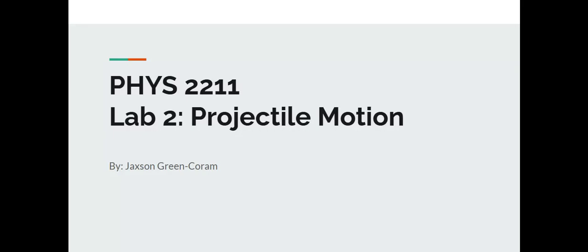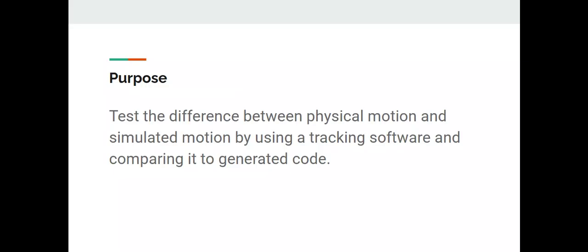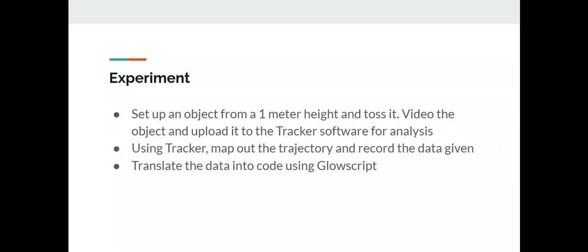This is my Physics 2211 Lab 2 titled Projectile Motion. The purpose of this lab is simple. We're testing the difference between physical motion and simulated motion by using tracking software and comparing it to generated code. For this experiment, all we did was set up an object.